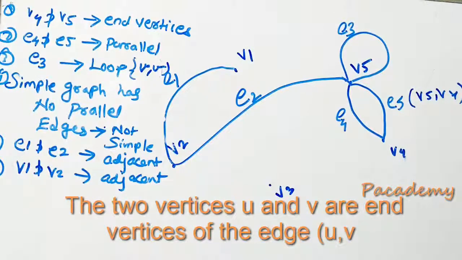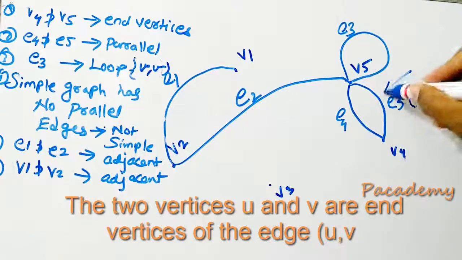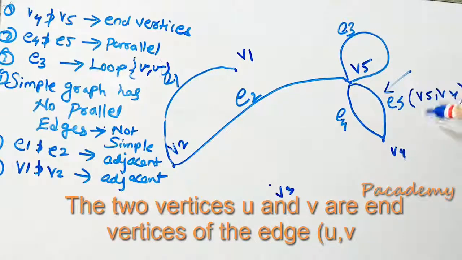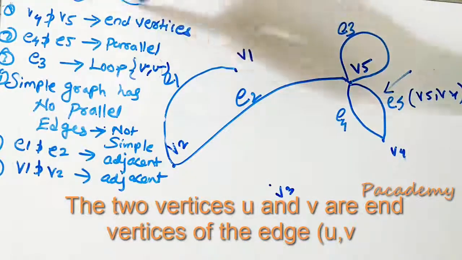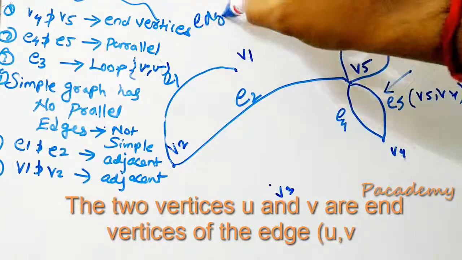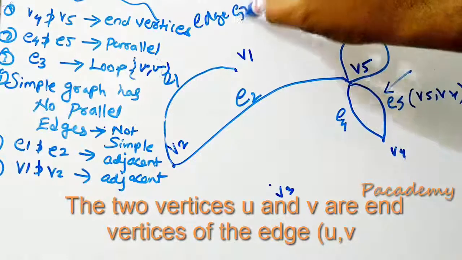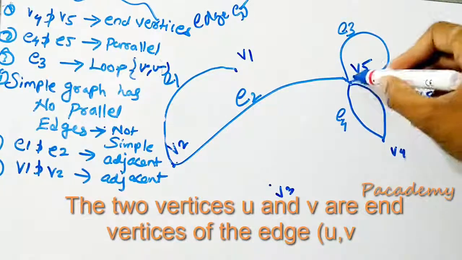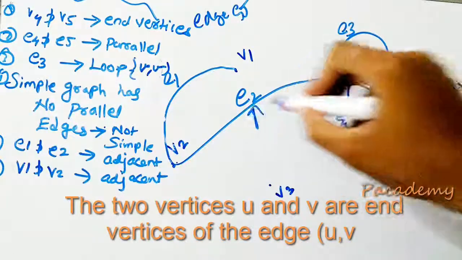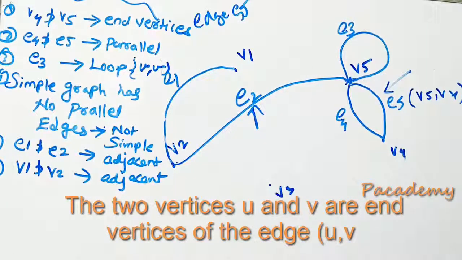Some important terminologies related to graph theory: first is that two vertices, V5 and V4 for example, are end vertices of the edge E5. So V4 and V5 are end vertices of edge E5. Similarly, V1 and V2 are end vertices of edge E1, and V2 and V5 are end vertices of edge E2.